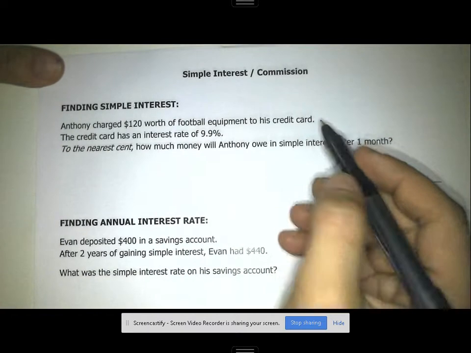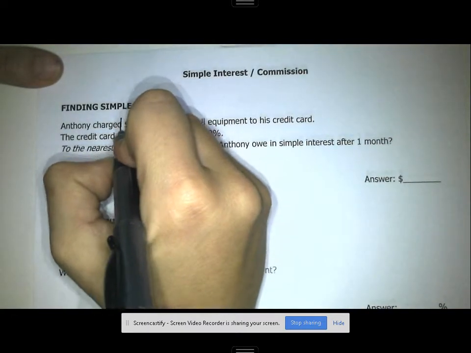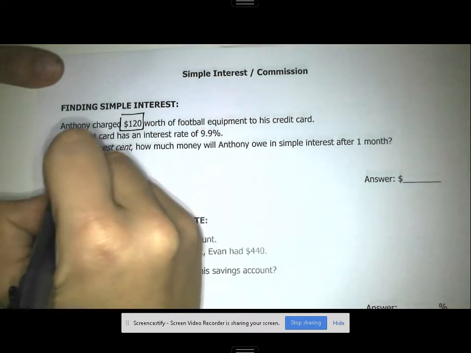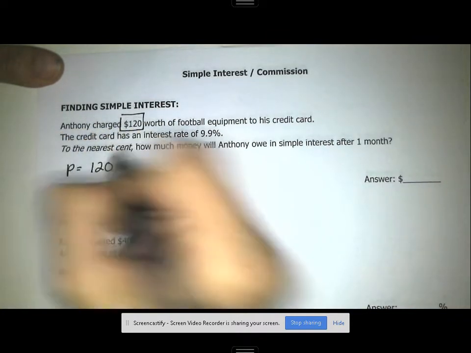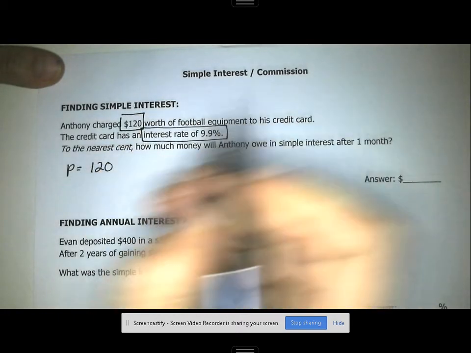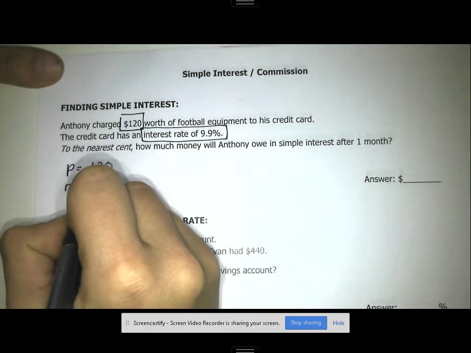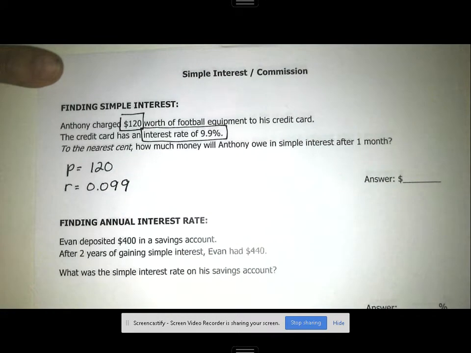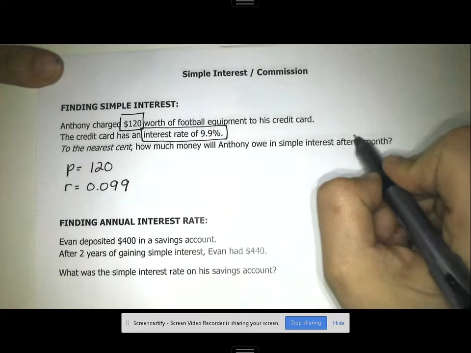So let's go over number one. Anthony charged $120 worth of football equipment onto his credit card. That's the principal. He charged $120. The credit card has an interest rate of 9.9%. That's the annual interest rate. And you want to represent it like a decimal. So 0.099. To the nearest cent, how much money will Anthony owe in simple interest after 1 month?